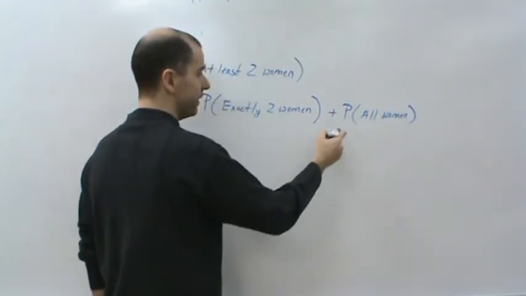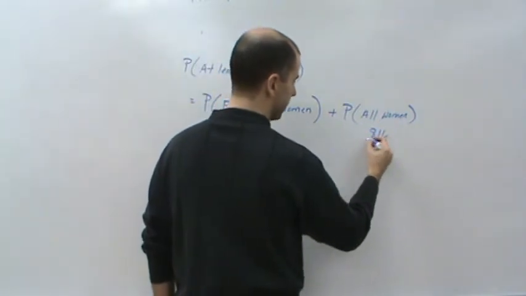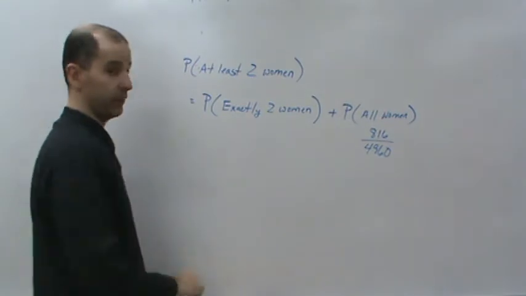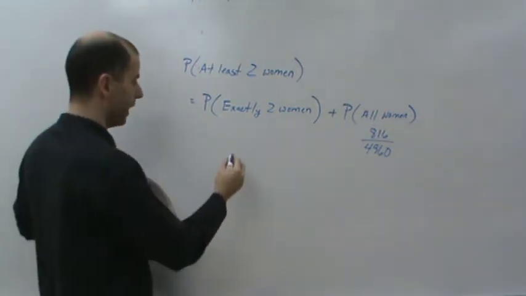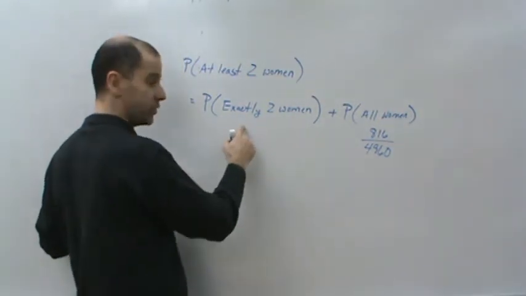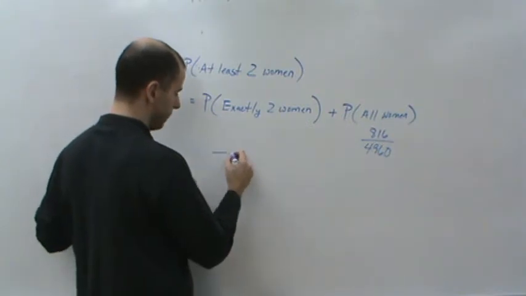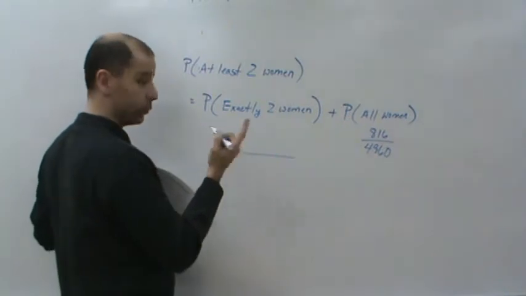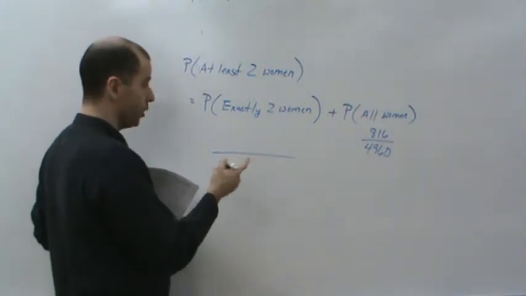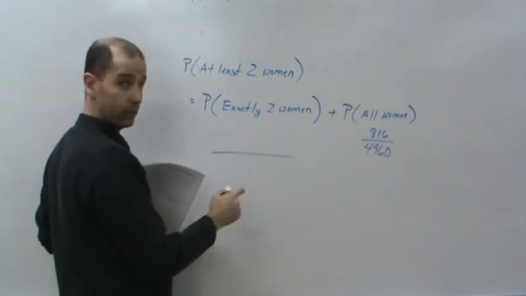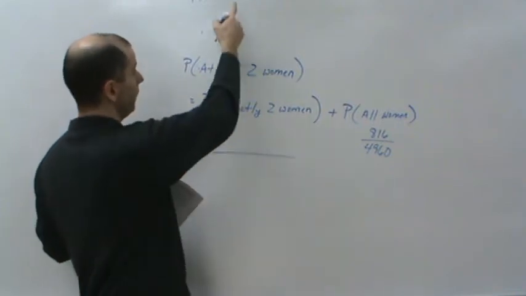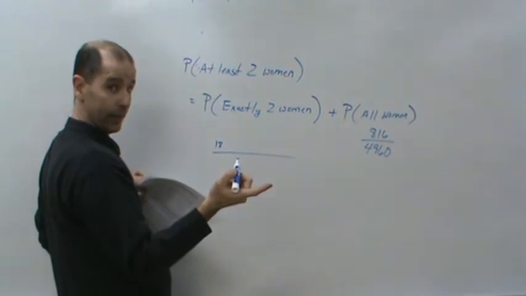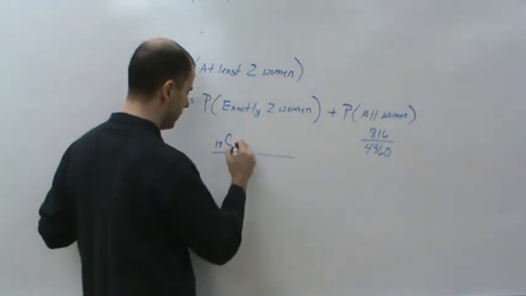Okay? Well, we did this one. This one was 816 over 4960. Well, let's see what the probability of this one is. Okay? Well, how many different ways can I get exactly 2 women? Well, let's look at this. How many spots do I have? Well, I have 3 spots, right? Okay? 2 of them are going to go to the women. So out of how many women? 18. I'm going to choose how many? 2. So 18 choose 2.